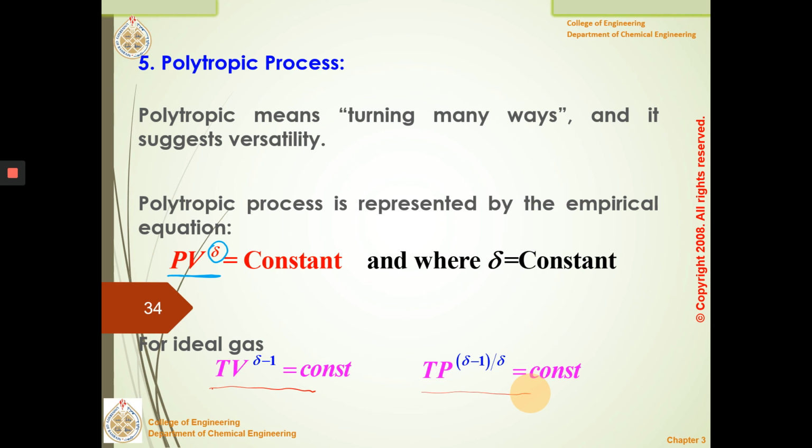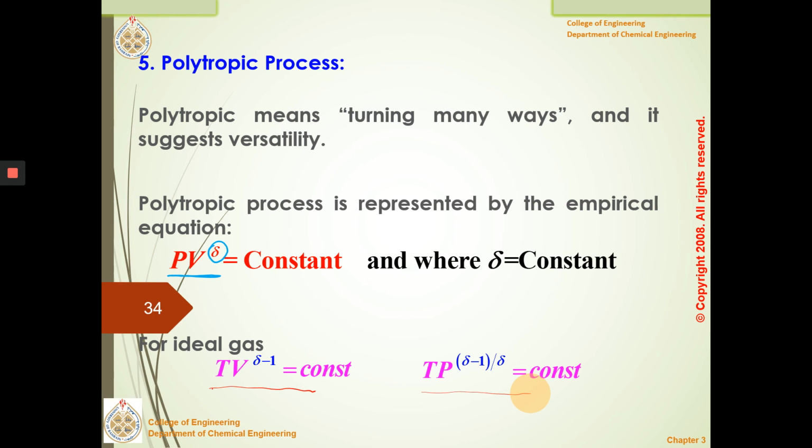And then, in case they give me such a question, what should they give me in the question? They should either give me the value of delta, or they should give me at least two states, T1 V1, T2 V2, and I can find delta. So this is how polytropic works while solving problems. Once you define the delta, you can solve the problem.